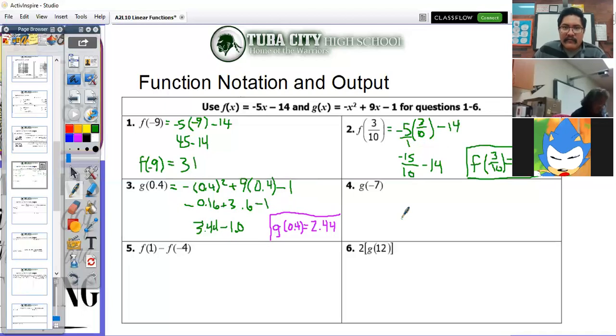And let's get to number 4. So I'm going to plug into the function G, negative 7. So use your function G and punch in negative 7. This one was kind of a tricky one because there's a negative already with the function, but then the 7 brings its own negative with it. So you end up with two of them.